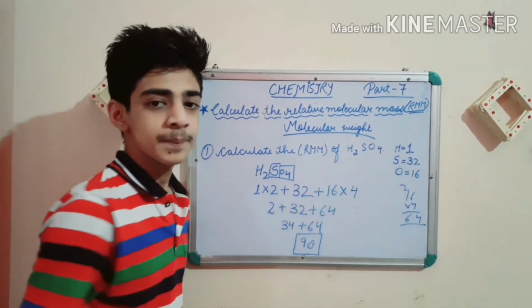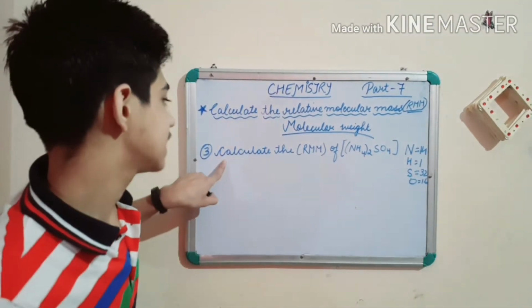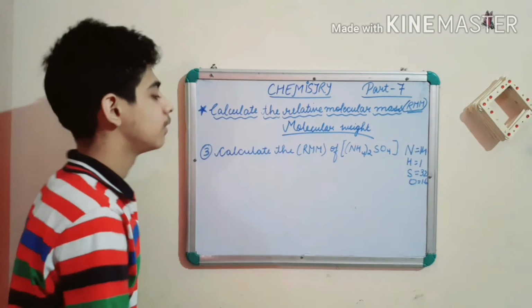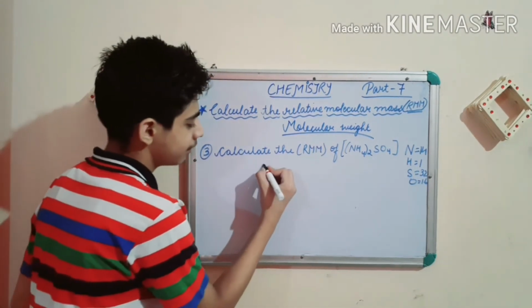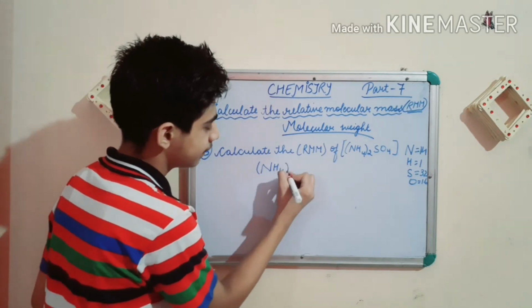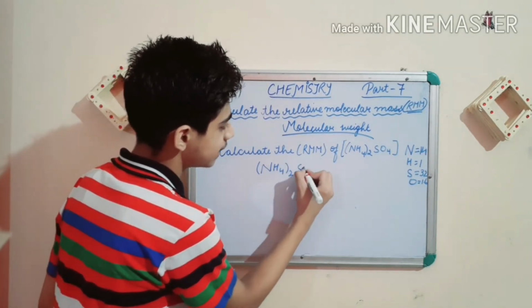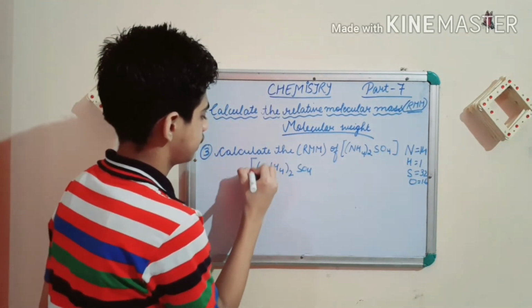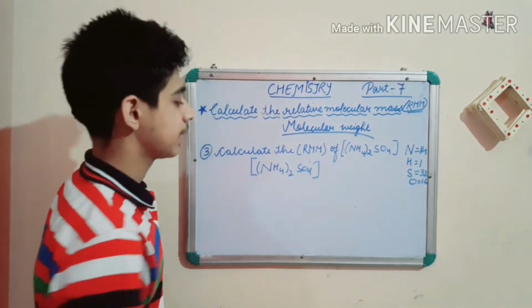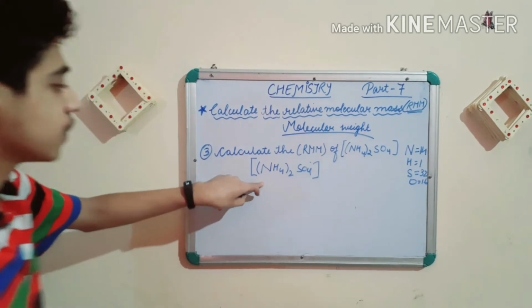sulfuric acid. So guys, the third example is ammonium sulfate. So now what was the first step? We will write first like this, NH4 in bracket, twice, then SO4. So this is the full question. Now it seems somewhat tricky. So what we have to do?